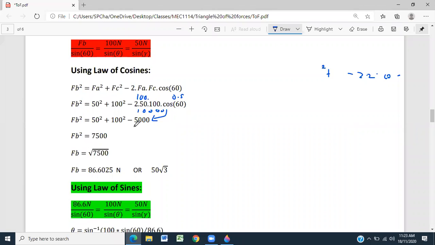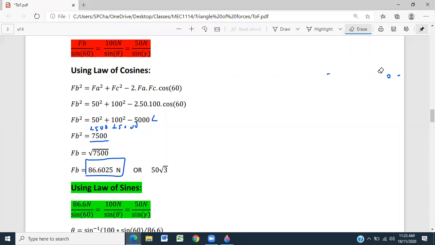And then this here squared. So 50 squared is 2,500, I think, and this here is 10,000. So 10,000 minus 5,000 is 5,000 plus 2,500 plus 5,000 because this is 10,000, right? Is equal to 7,500. Carry over the square, find the square root of the 7,500, and we get b is this value. Yeah. Simple enough. Any questions? No questions?